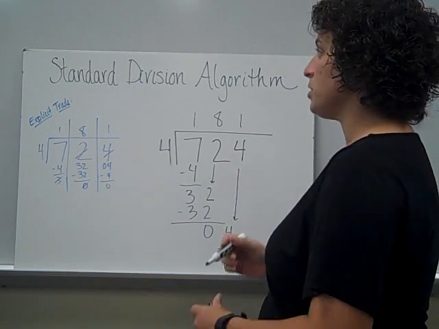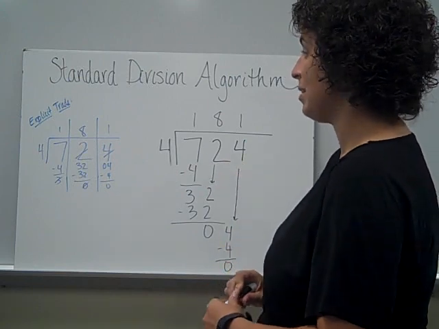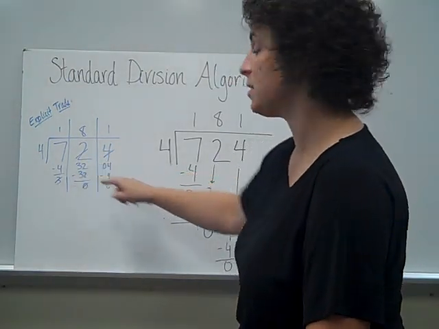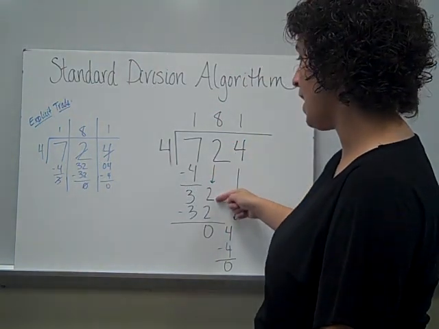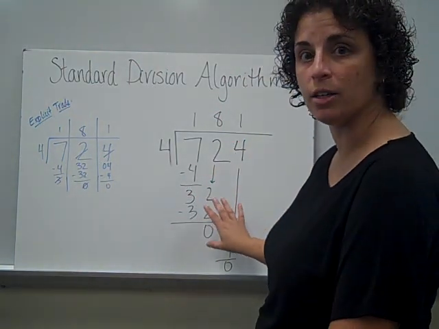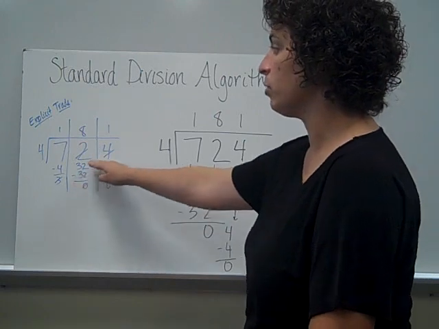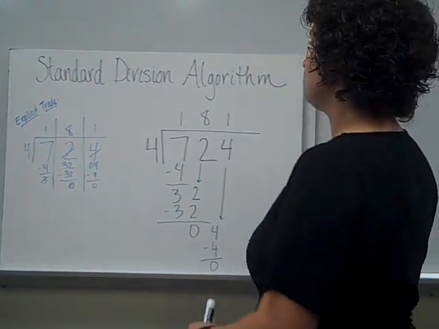The biggest difference in these two strategies is instead of making trades, we are bringing the next digit down to create the number right here below instead of moving back behind a line.